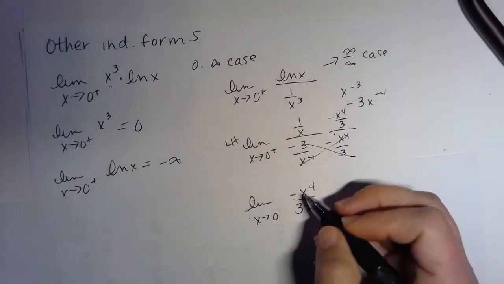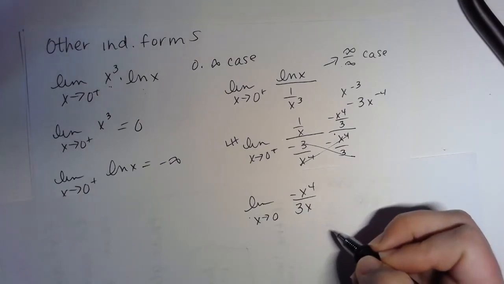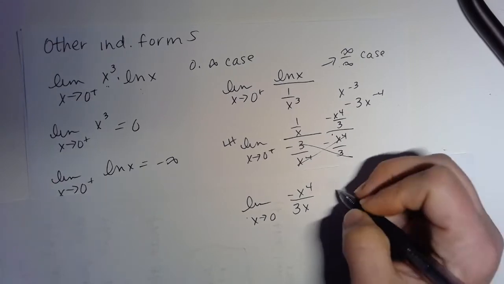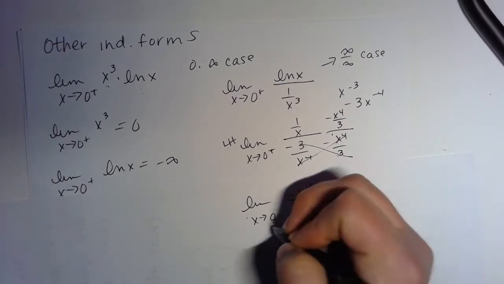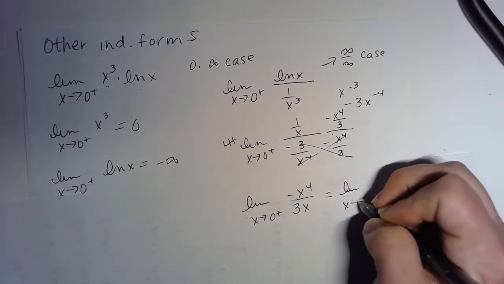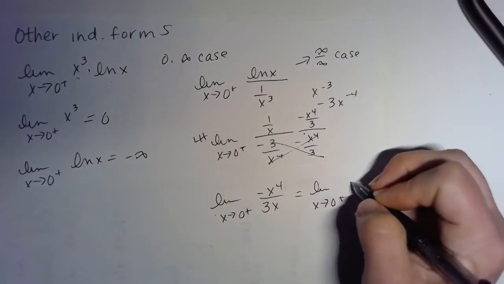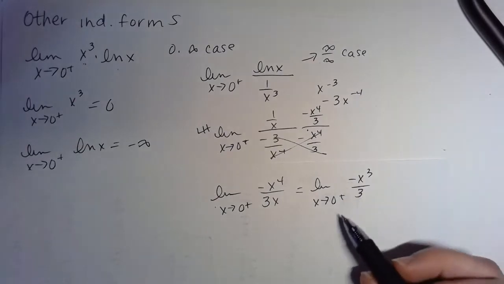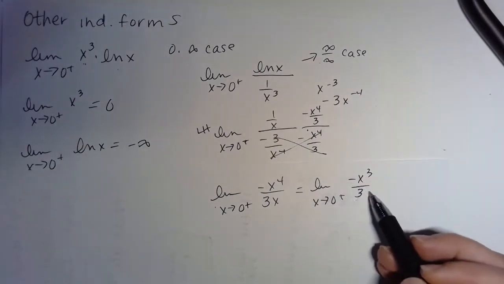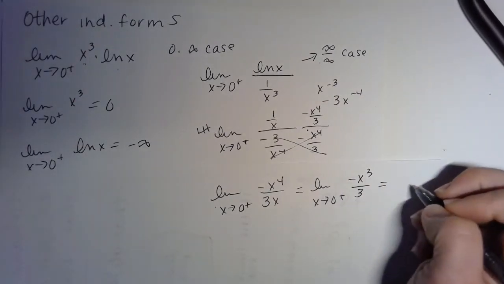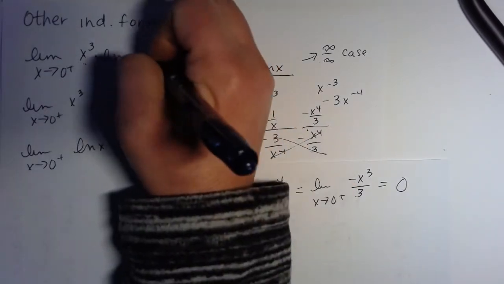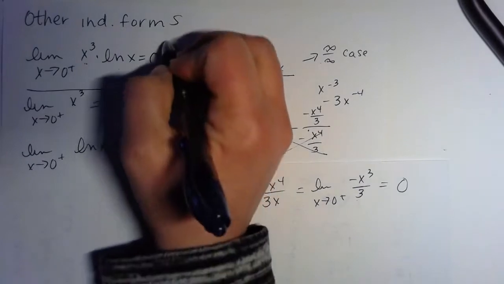Now I can simplify my x's because I still technically have a 0 over 0 case, but I don't need to use L'Hopital's rule for that because I can just simplify. So this is really equal to the limit, oops, I forgot my from the right, x approaches 0 from the right of negative x cubed over 3. And now there's nothing wrong with me plugging in the 0 because I don't get 0 in the denominator. So this just gives me a 0. Right? So my limit overall is, in fact, 0.